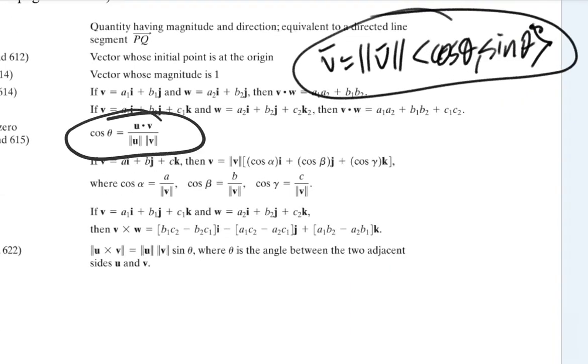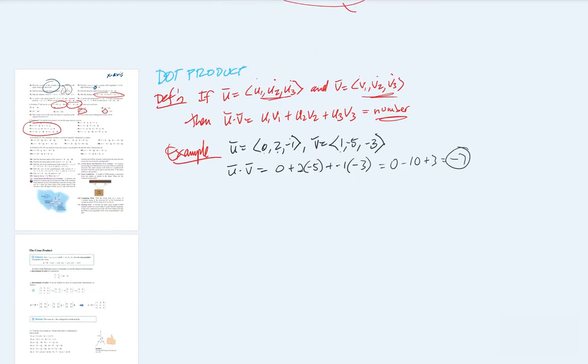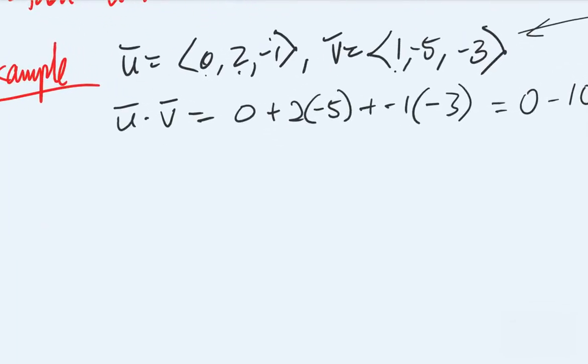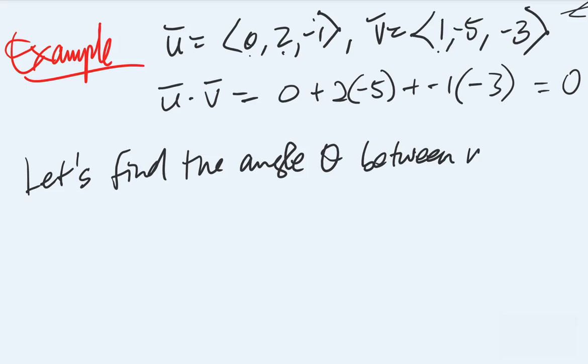All right, so the cosine of theta, where theta is the angle between the two vectors, is the dot product of the two vectors over the length of the first vector times the length of the second vector. So let's do a problem like that. Actually, we can do the one we just did. So let's find the angle between the two vectors.